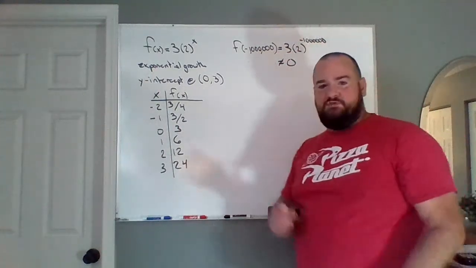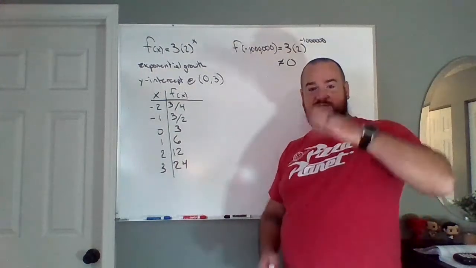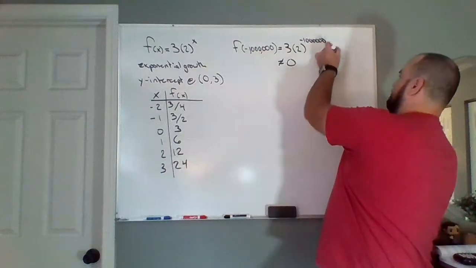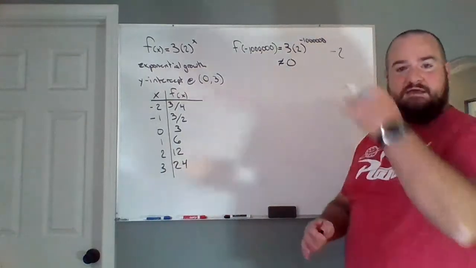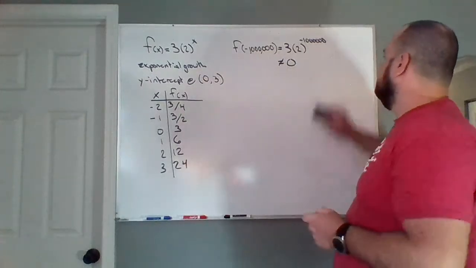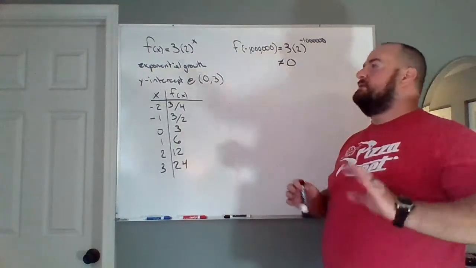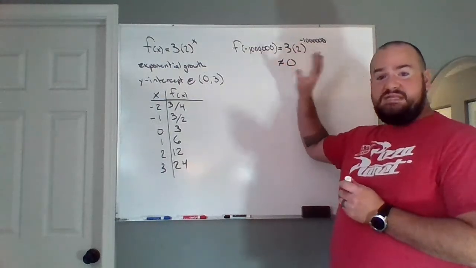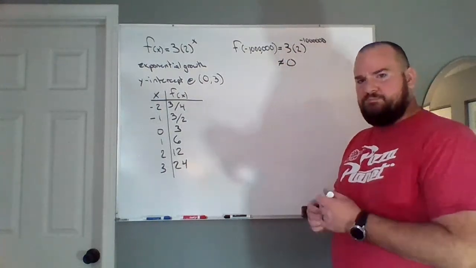So an exponential function, unless you add or subtract something on the end, so if I did something like this, minus 2, that would pull it down and that would equal 0. But that doesn't happen. Or it didn't happen, but we're not going to deal with that. We're going to deal with these. So this will never equal 0, which is really cool.